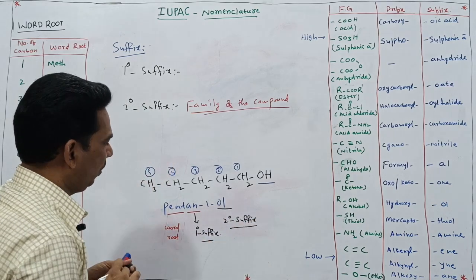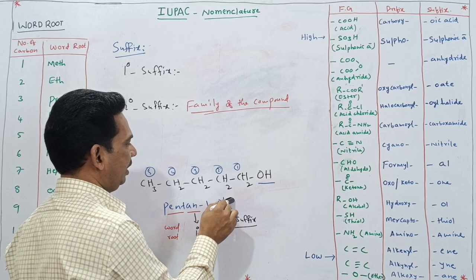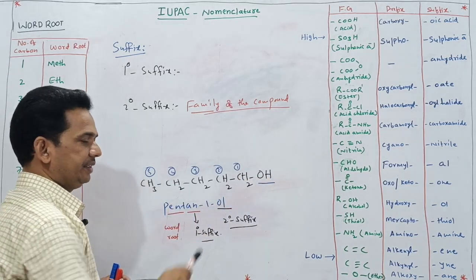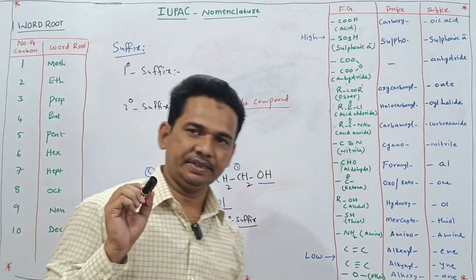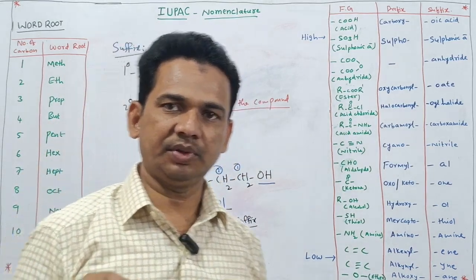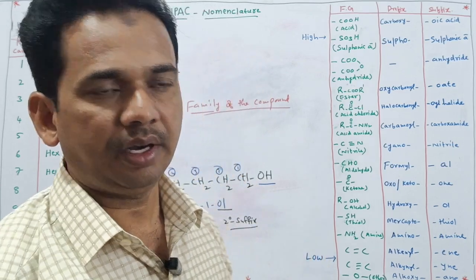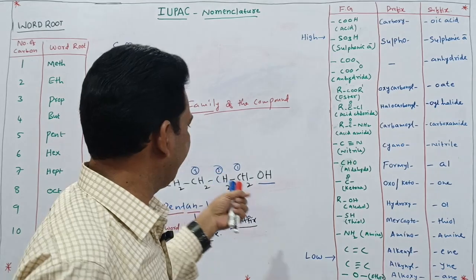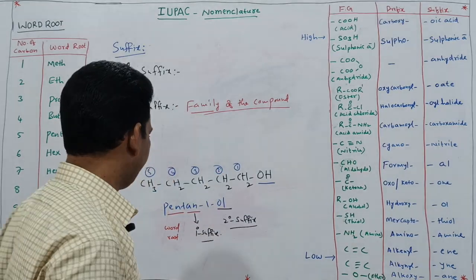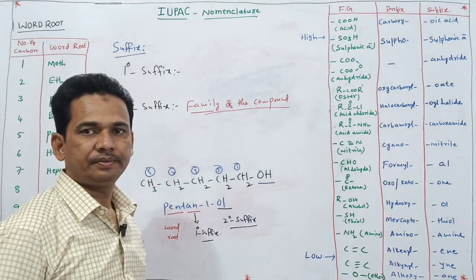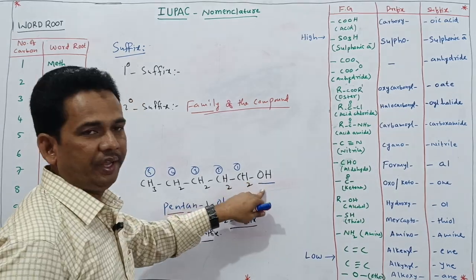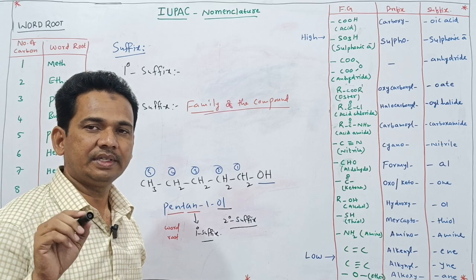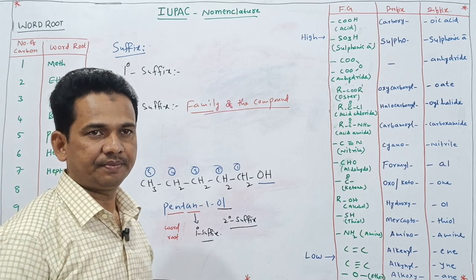The secondary suffix "ol" always tells us that this compound belongs to the alcohol family. That's why I said secondary suffix always tells about the family of that particular compound. Previously I gave the example for the acid. Now I am giving the example for the alcohol. This is pentanol. Here "ol" means it belongs to the alcoholic group. This is called the secondary suffix.